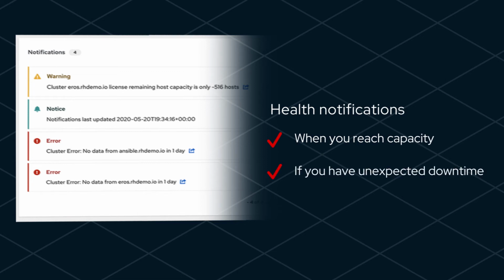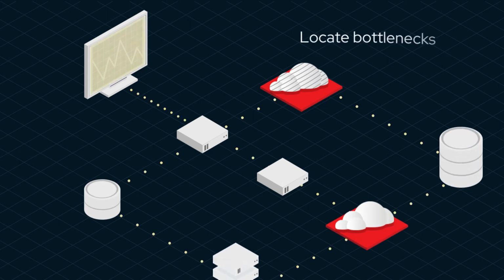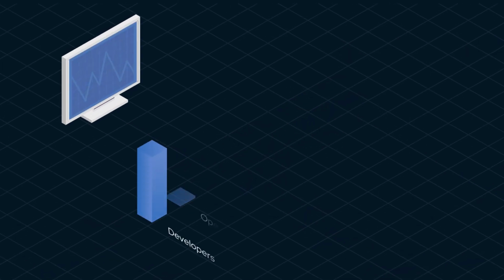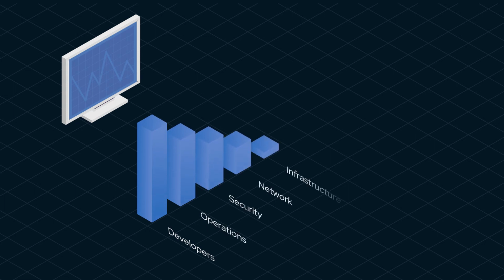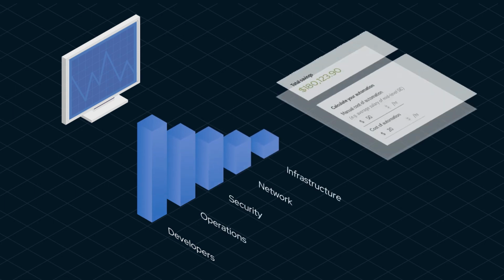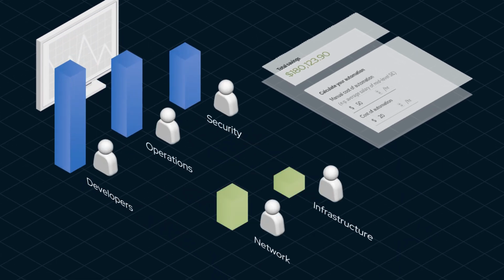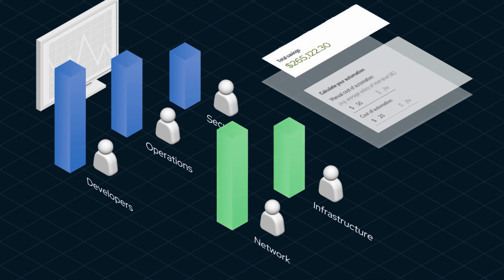you experience unexpected downtime. With Red Hat Insights for Ansible, you can locate bottlenecks, reveal opportunities, and see how much time and money you're saving through automation, and demonstrate that value with the built-in ROI calculator. The more teams can show their time and resource savings from effective automation, the easier it is to extend that automation into new parts of an enterprise.